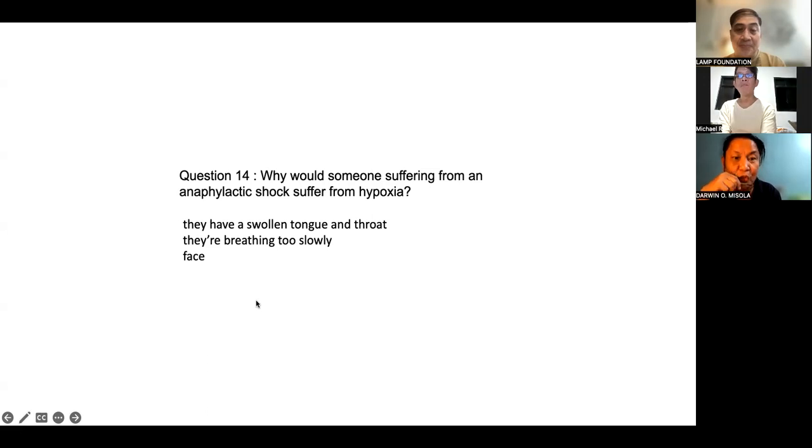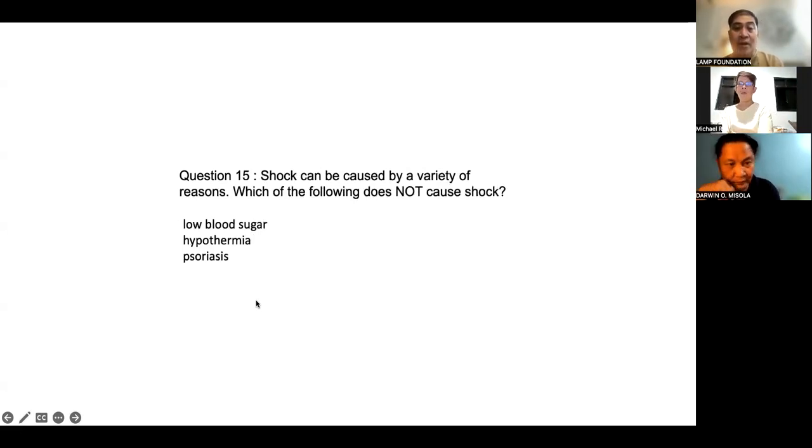They're breathing too slowly. No. Remember, that's anaphylactic. May allergy. Ano ba nangyayari sa mga sa dito? Swollen tongue and throat. Kaya nahihirapang huminga. Shock can be caused by a variety of reasons. Which of the following does not cause shock? Psoriasis.